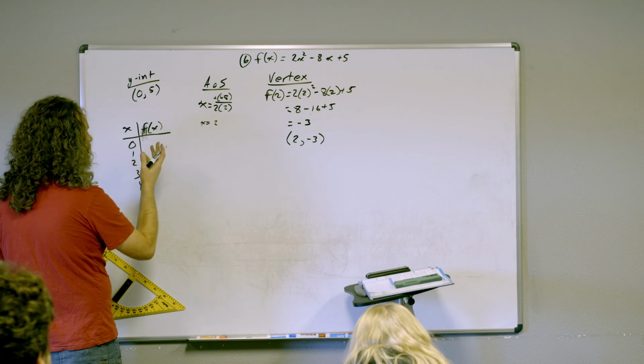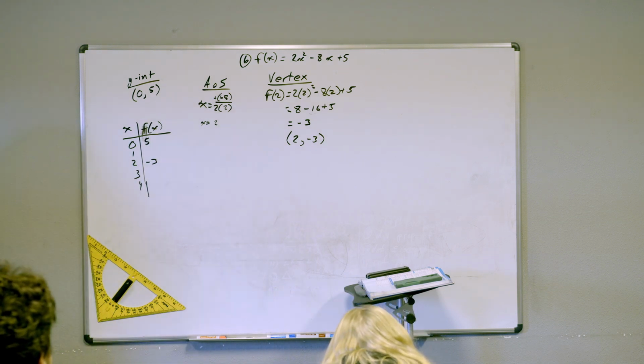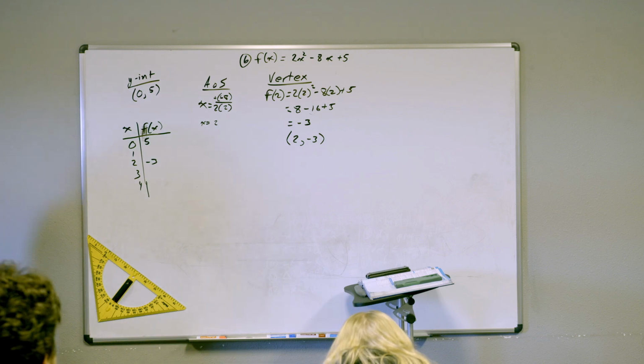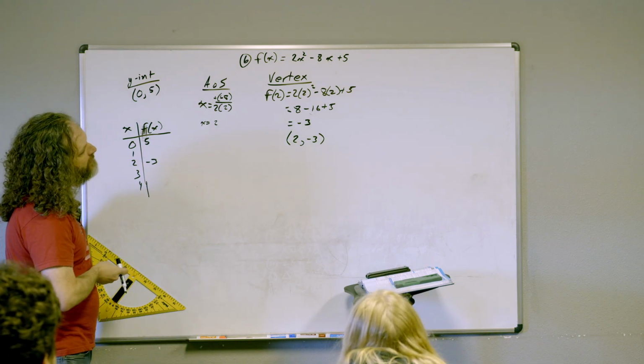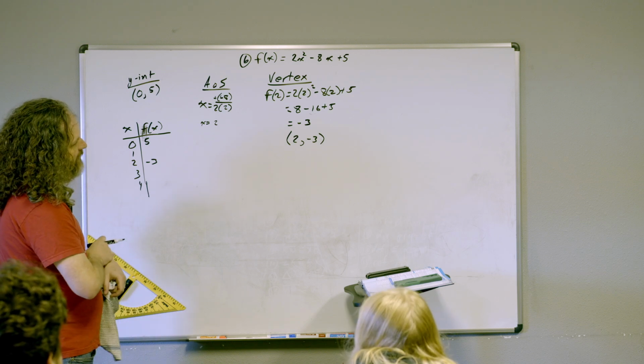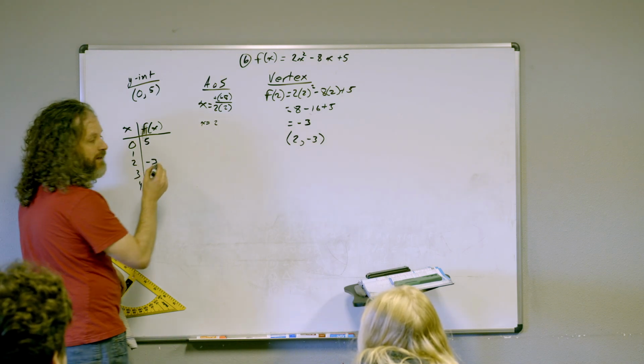This one we already know. We put a 0 in there. We actually also know that one as well. That's nice. Don't do extra work if you don't have to. We plug a 1 in there. 1 squared is 1 times 2 is 2. Minus 8 is negative 6 plus 5 is negative 1.